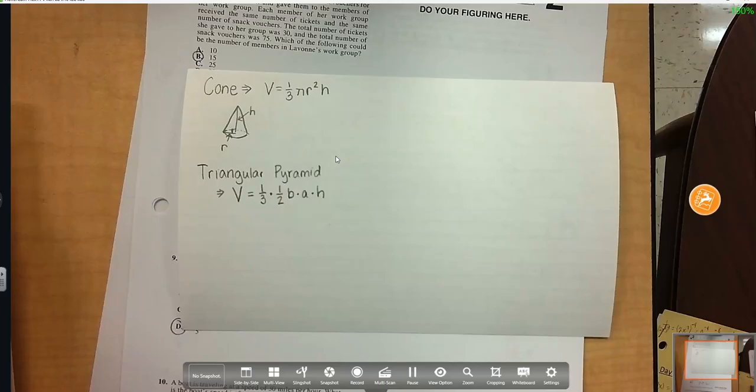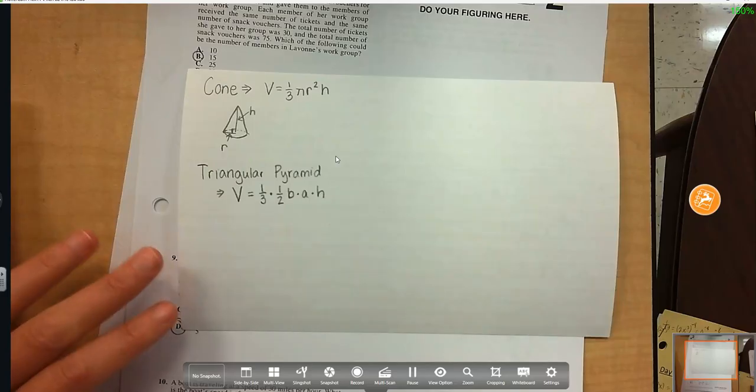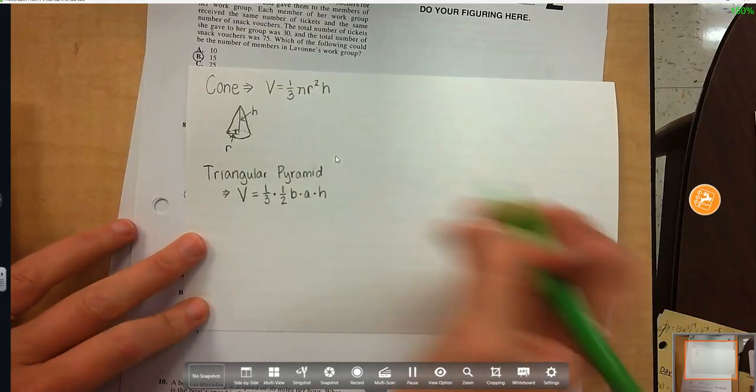I like to keep it separate like this because I can see it's the same as the cone, and I've got that 1/3 there that I remember. And then that 1/2 is from the area of the base of the triangle. So I like to keep those separate, but you could put them together and make it 1/6. I always have a really hard time drawing these.